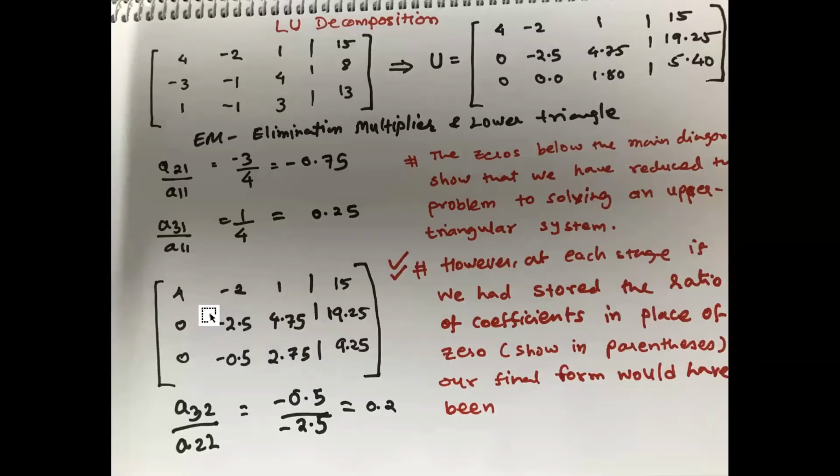So second multiplier will be this divided by this, A32 divided by this A22. It gives you 0.2. And then, we have to store all these three numbers which we use for the elimination of that number in that place. So our matrix will become like this. In the next slide I will show.